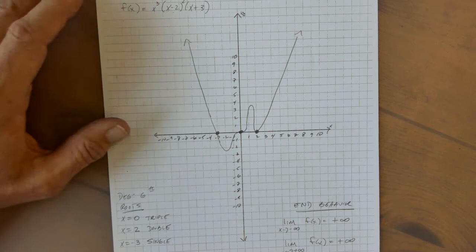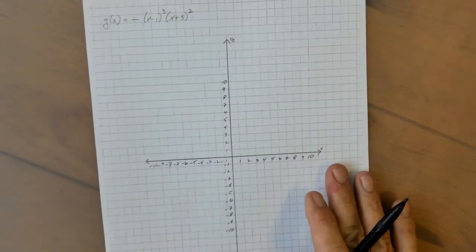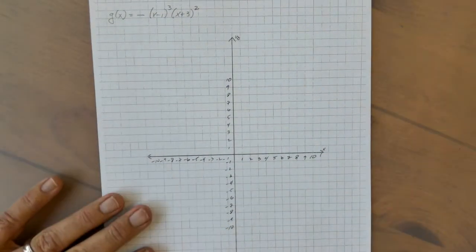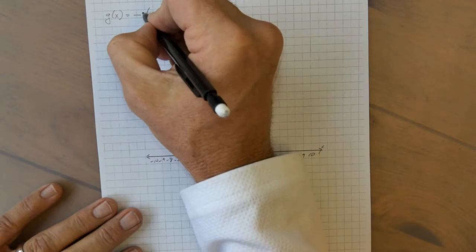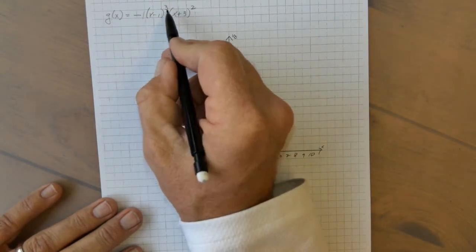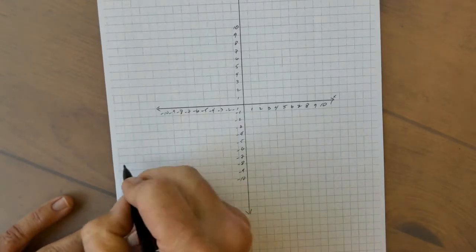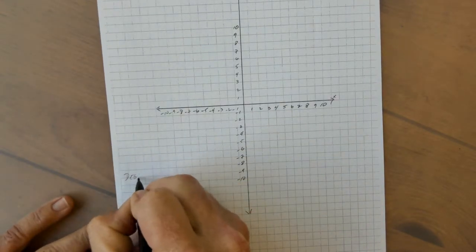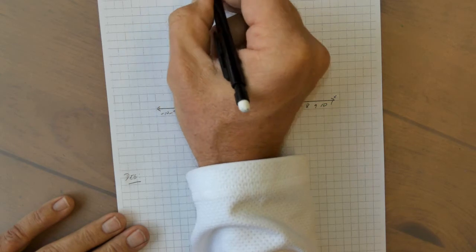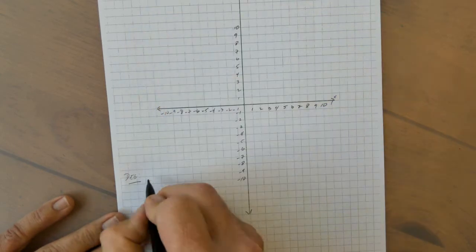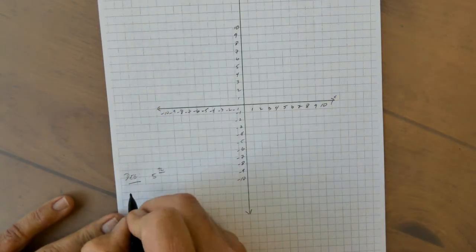Okay, let's look at another problem here. We have g of x equals negative, so that's the same as having a negative 1 there, times x minus 1 cubed and x plus 2 squared. Okay, so down here we're going to start off with what is our degree. So that's a third. That's squared, so that's going to be a 5th degree.